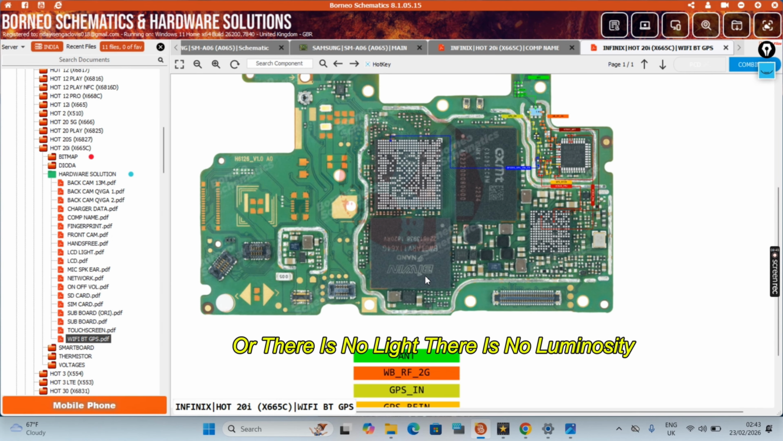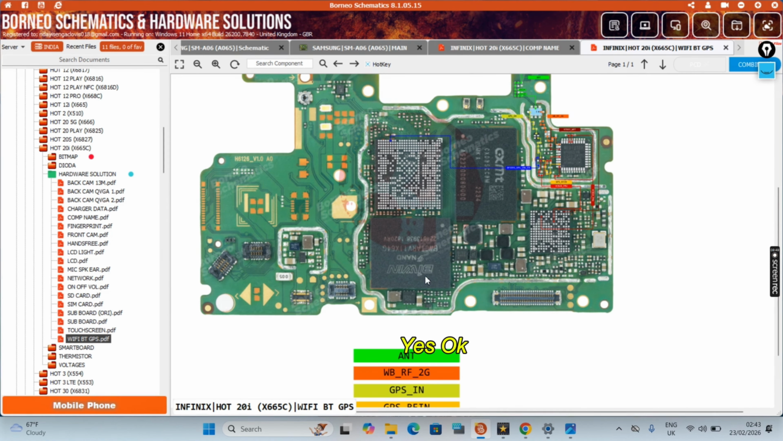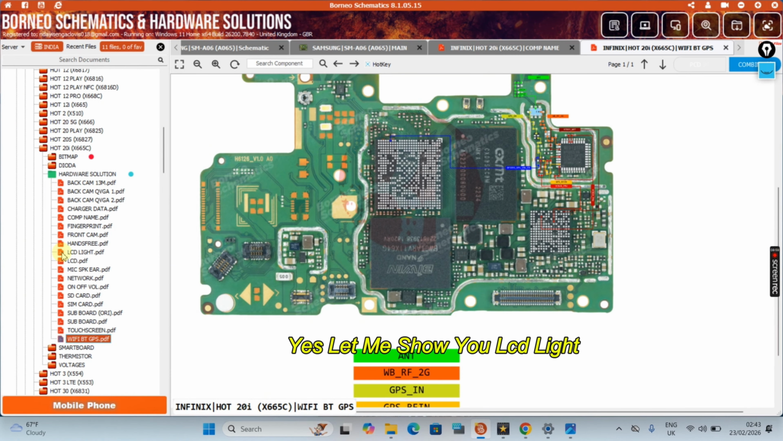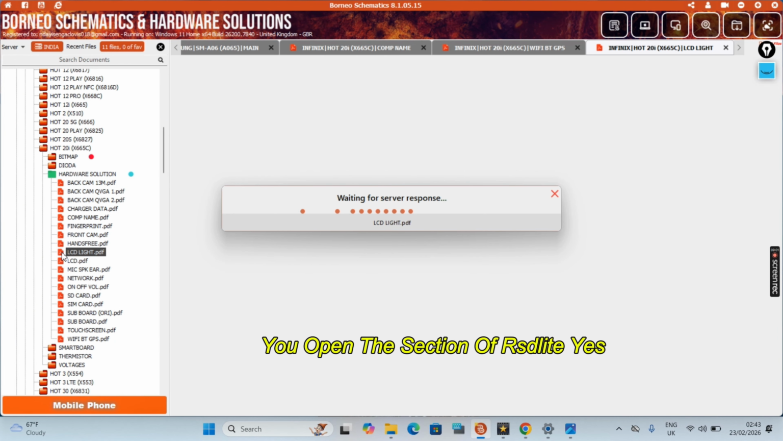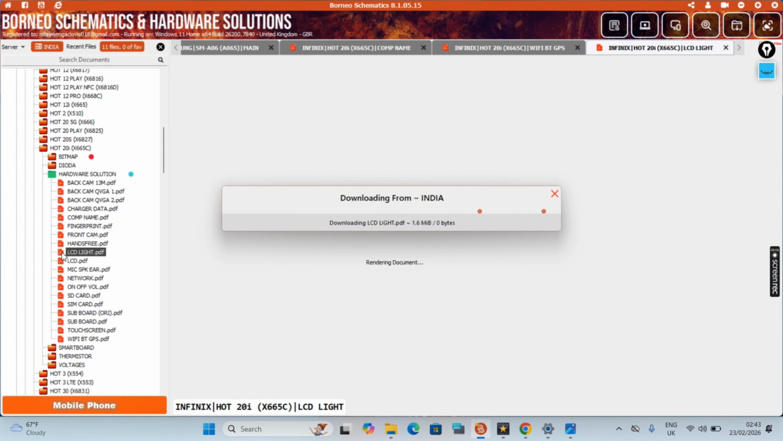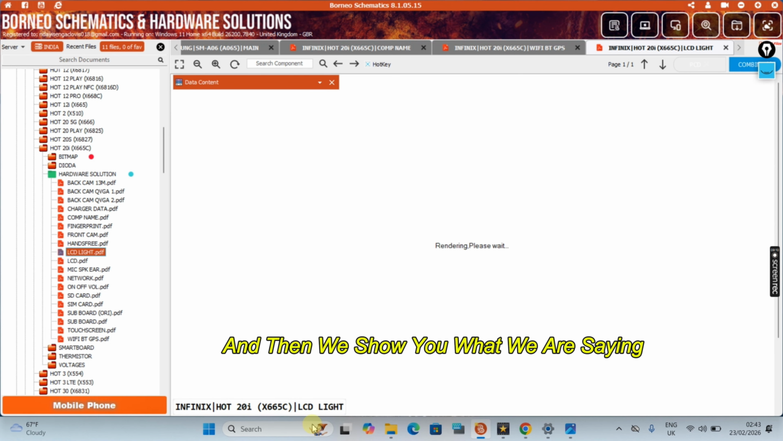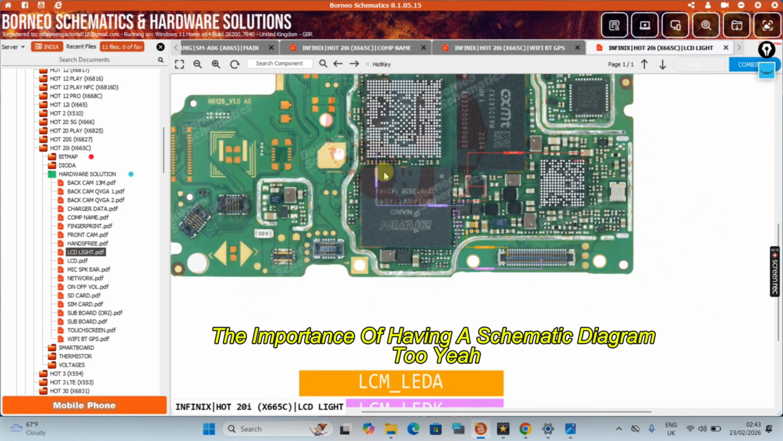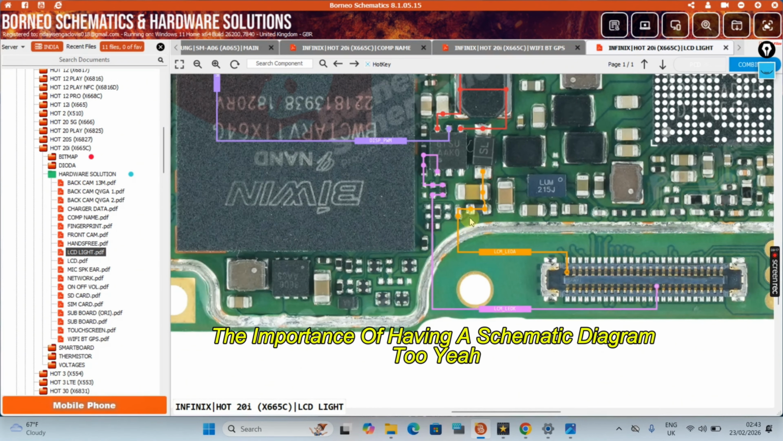Sometimes customers can tell you that their phones are not showing images, or there is no luminosity. You have to look for where is the LCD light. Let me show you LCD light. You open the section of LCD light. You have to wait for it to be opened, then we show you what we are saying, the importance of having a schematic diagram tool.